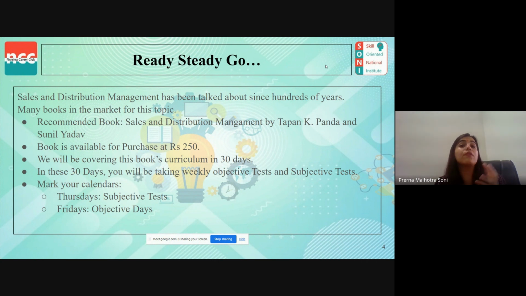So we have gone through many books of sales curriculum, and we've carefully selected a book for you, which is the Sales and Distribution Management by Tapan K. Panda and Sunil Yadav. We will be covering this book only in the next few weeks with you. So I highly recommend you to go and buy this book. The book is also available at the admin office for purchase at $250. Please, within your orientation week, get your book so that you can prepare yourself well for this journey of next 2.5 months. We will be covering this book in about 30 days.